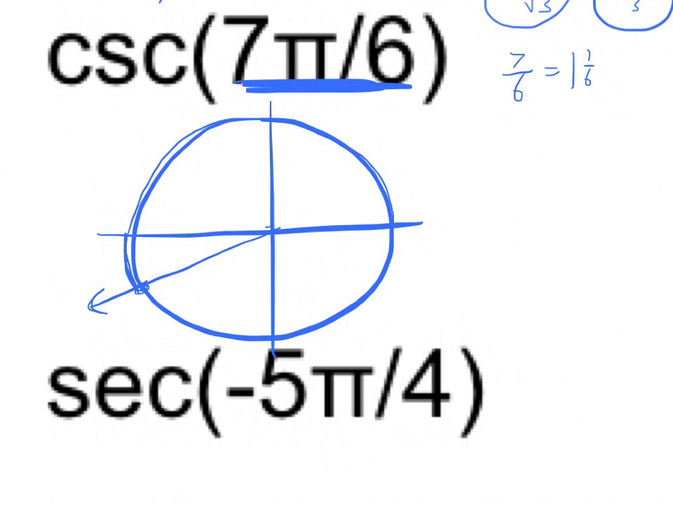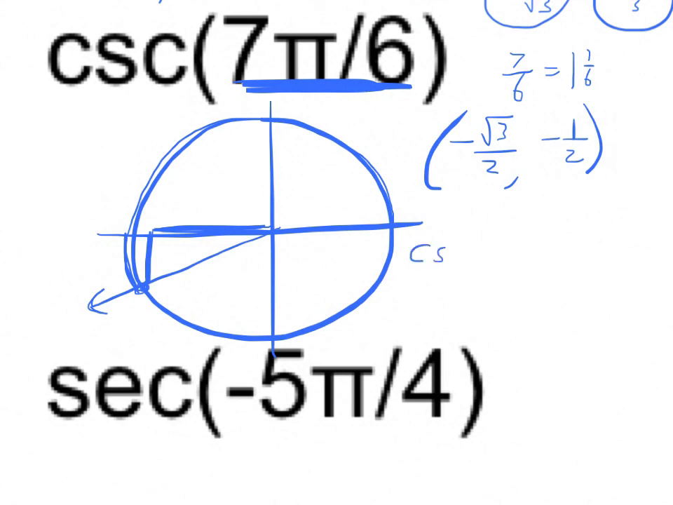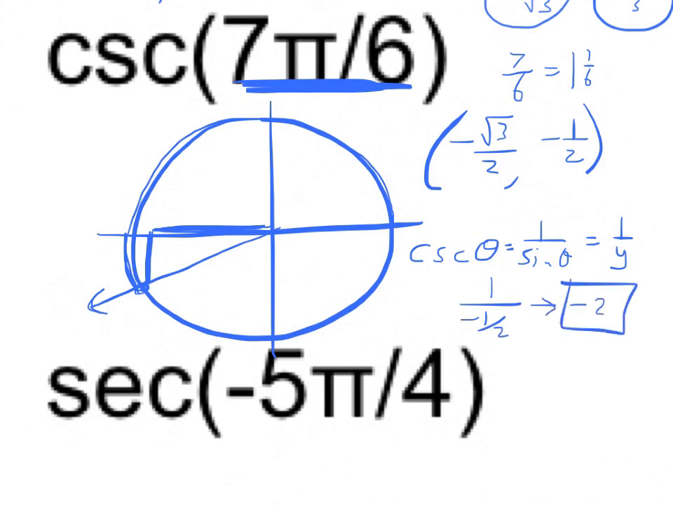We can tell that the coordinates here are a long negative x value and a short negative y value. So the coordinates are negative root 3 over 2 and negative 1/2. Then cosecant. Cosecant of theta is supposed to be 1 over the sine of theta, which means 1 over y. So for us, that's 1 over negative 1/2, which is negative 2. And that is the cosecant of 7 pi over 6.